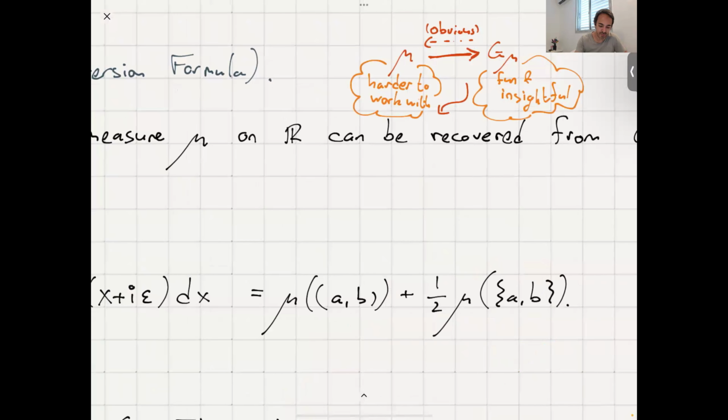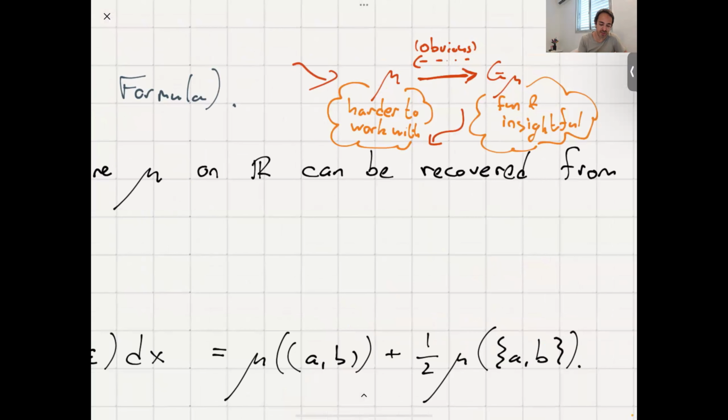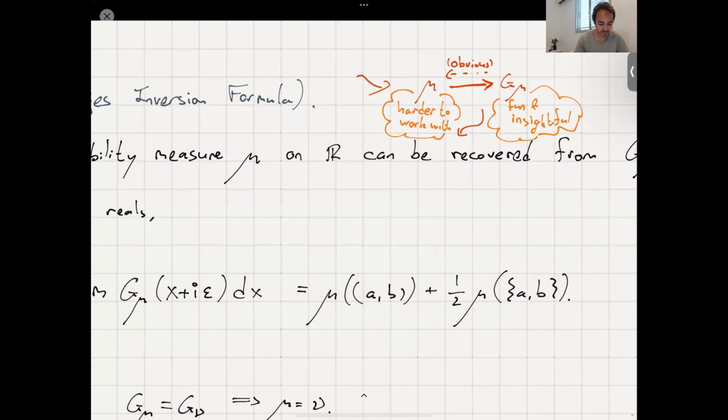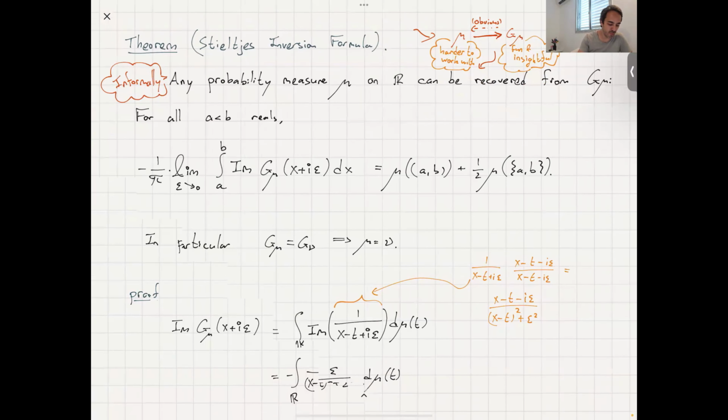If you look at this figure, then obviously from mu you can go to G mu, but the non-obvious direction is the other one. So from mu, obviously you can go to G mu, but the non-obvious thing is how to go from G mu back to mu. So let me be more precise.